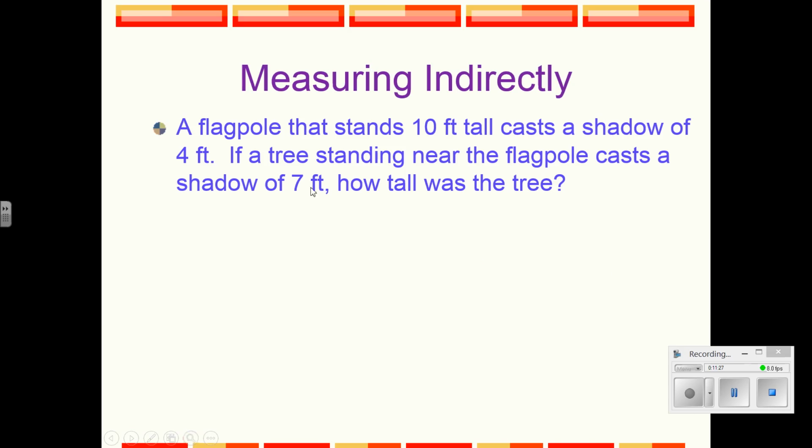Okay. So measuring indirectly, a flagpole that stands 10 feet tall casts a shadow of 4 feet. If a tree standing near that flagpole casts a shadow of 7 feet, how tall is the tree? So here's a cool thing about the sun's rays. At any point in time, they're hitting all objects in the same relative latitude and longitude, of course, at the same exact angle, because the sun is in the same place in the sky for both this flagpole and the tree. So the shadows create similar figures.